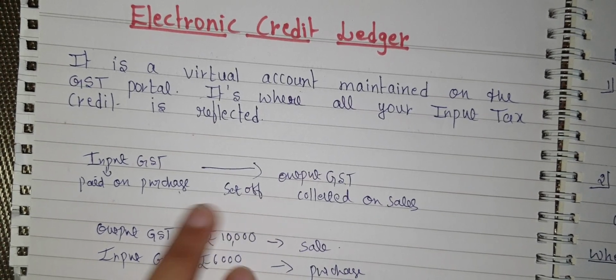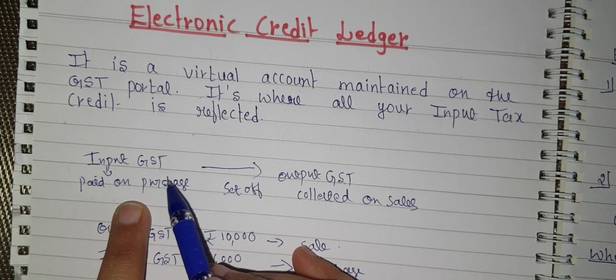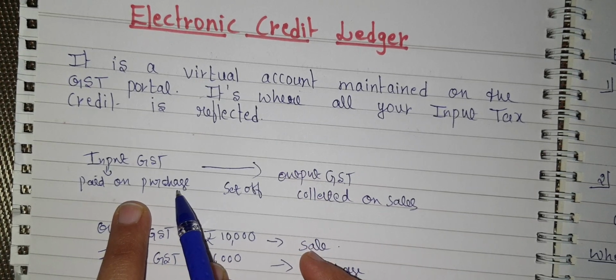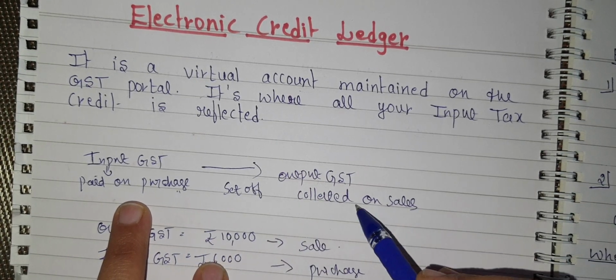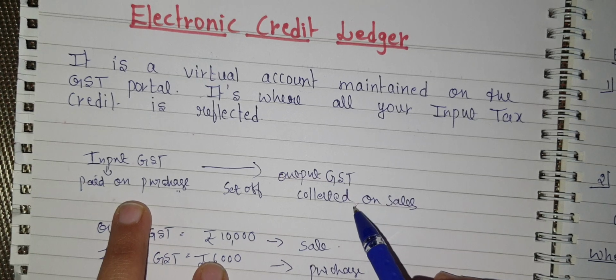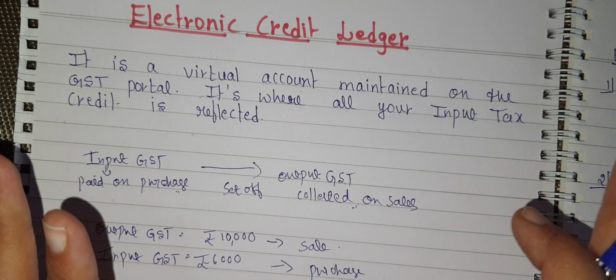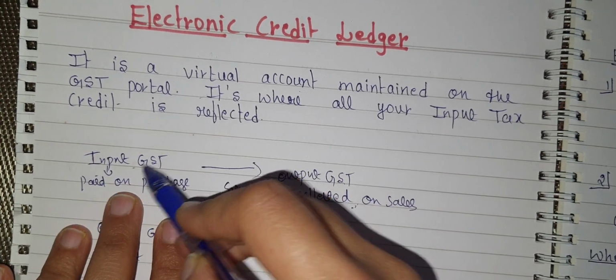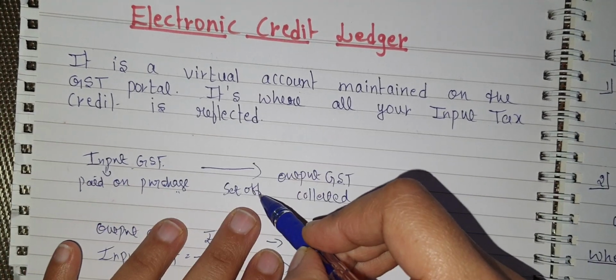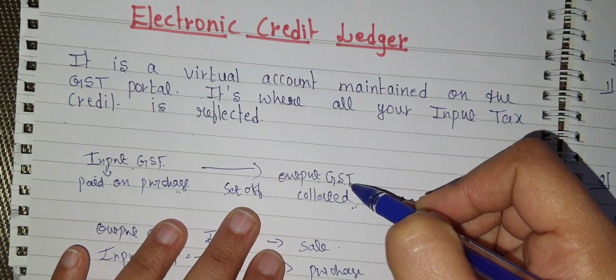And here, during purchase you have already paid the tax. So you need not pay the tax again to the government. Means you need not pay the full amount to the government. Here you can use this input GST to set off against output GST.